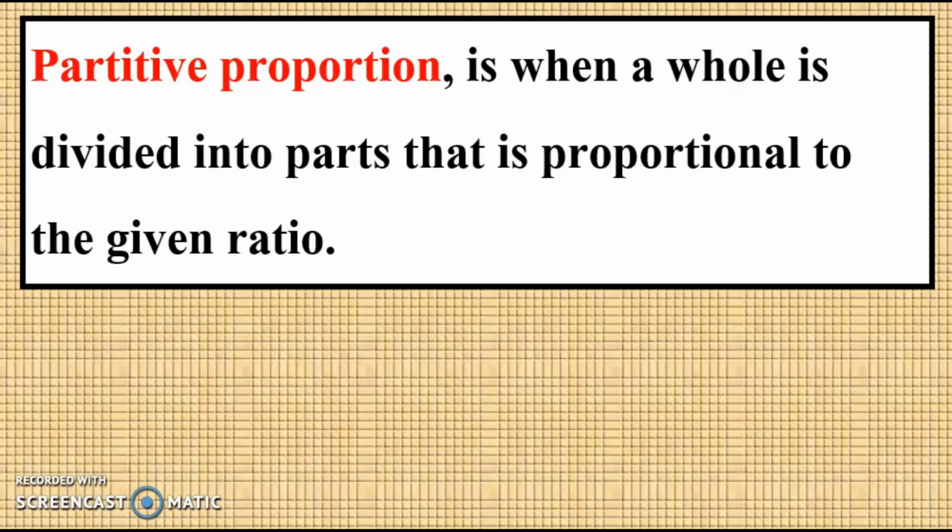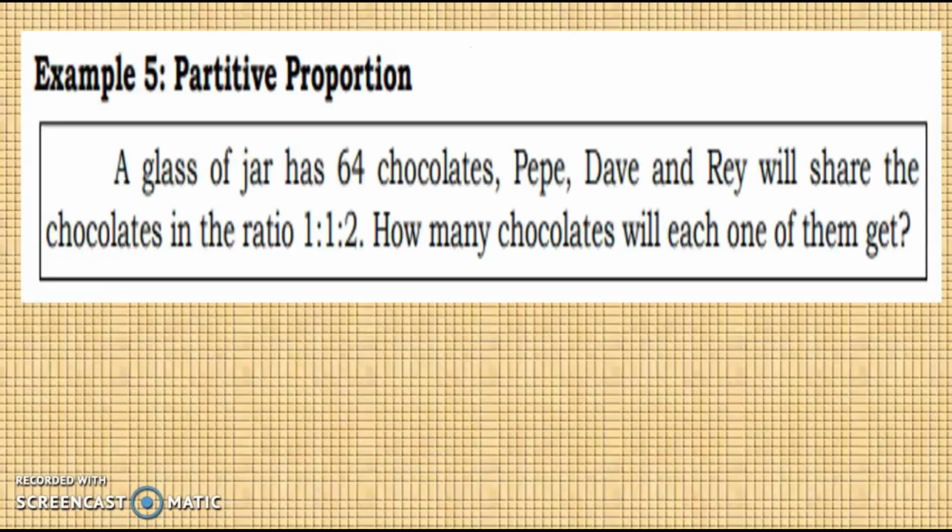Okay, so dumating na tayo sa last part. So the third part is the partitive proportion. That is when a whole is divided into parts that is proportional to the given ratio. So sabi dito, yung whole daw, i-divide natin sa parts na proportion dun sa ratio na ibinigay. Okay, para mas malinaw, syempre, let's have example. So, partitive example.